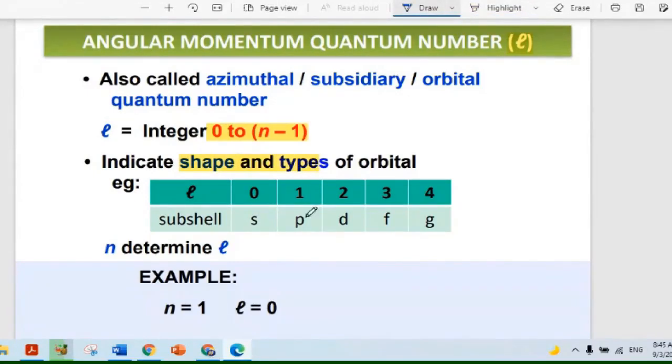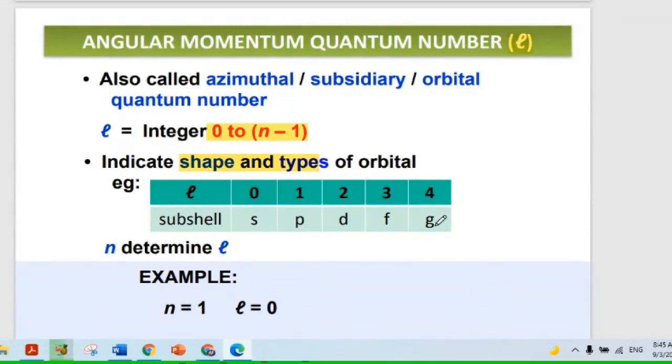When L equal to 1, P orbital. L equal to 2, D orbital. L equal to 3, F. L equal to 4, G. Don't ask me, Madam, why? Actually, no why. This is a fact.